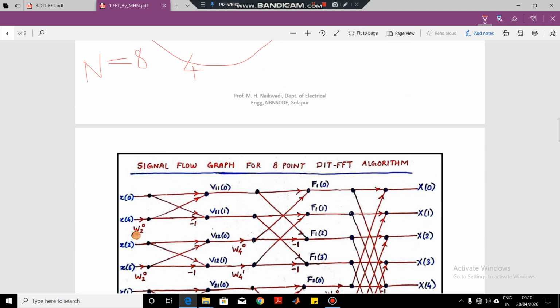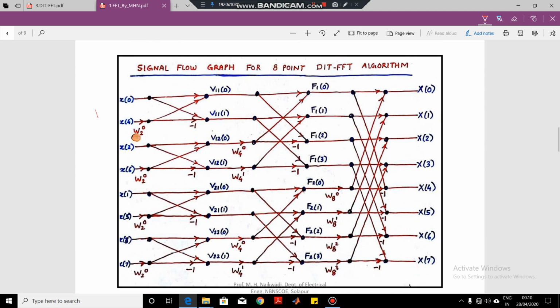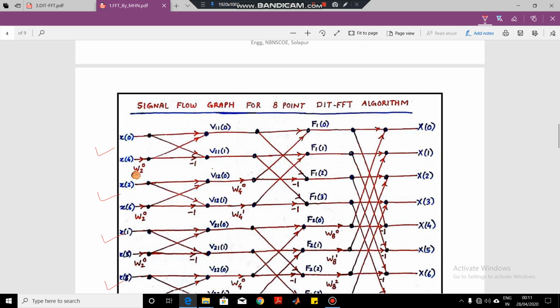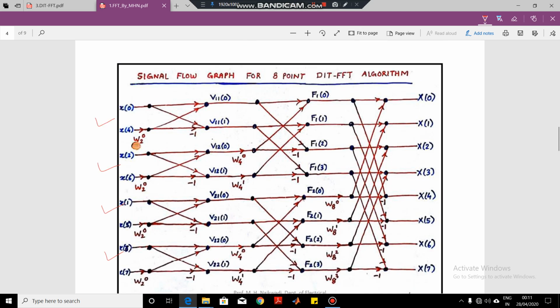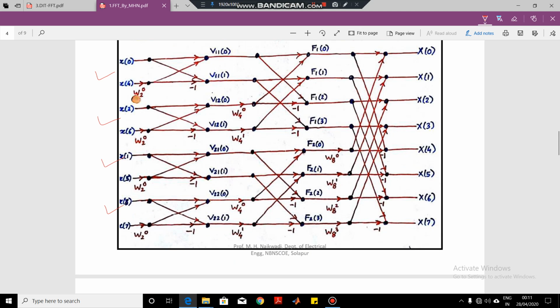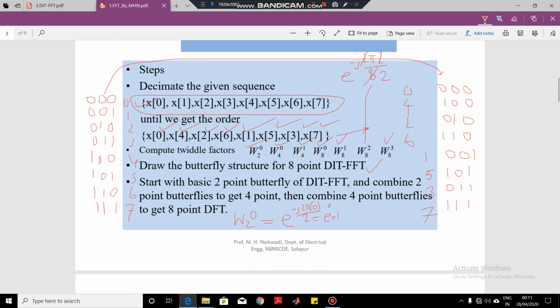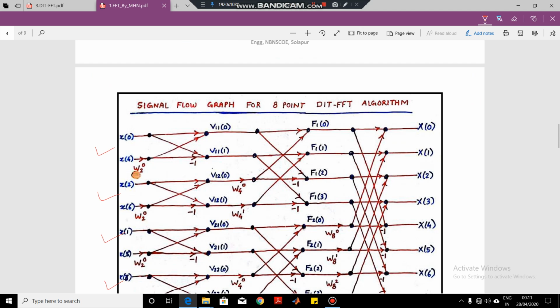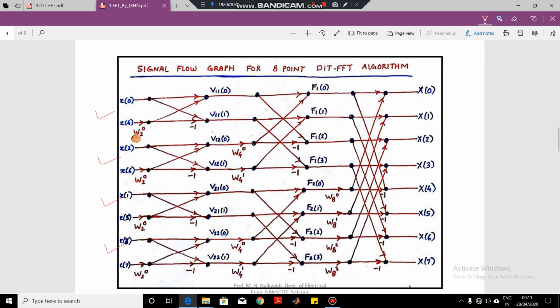That's why we have here 4 different butterflies. This is our first butterfly, second butterfly, third butterfly, and fourth butterfly. And this is the same as what we had drawn here, but our inputs are now 0, 4, 2, 6, 1, 5, 3, 7. Why like this? Because the input should be in bit reversed order. We have seen that we have to change the input into bit reversed order. Here we had 0, 1, 2, 3, 4, 5, 6, 7, but in bit reversed order we get 0, 4, 2, 6, 1, 5, 3, 7. So we are giving the input here as 0, 4, 2, 6, 1, 5, 3 and 7.